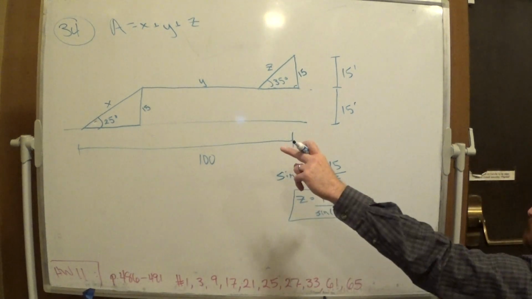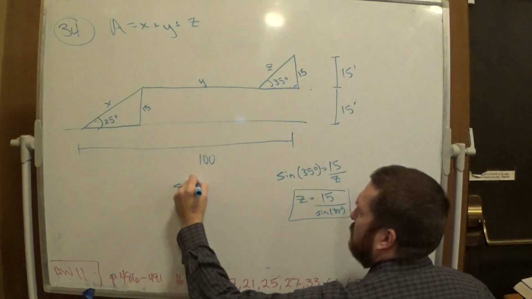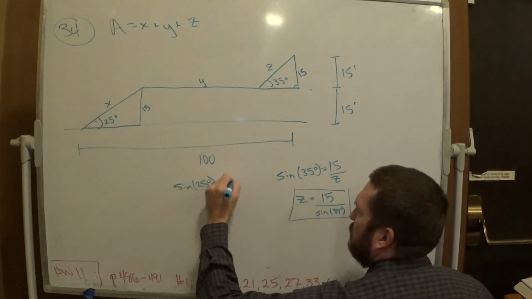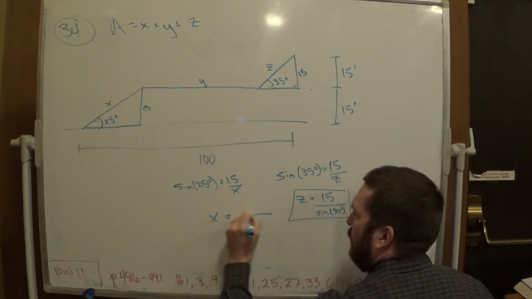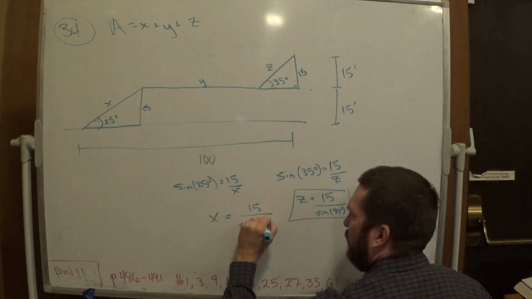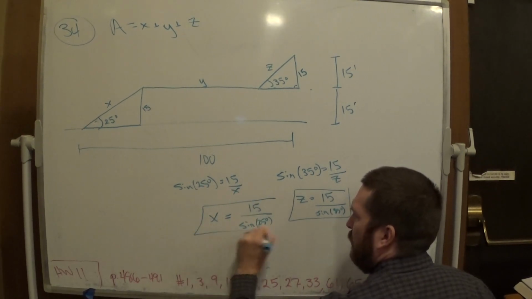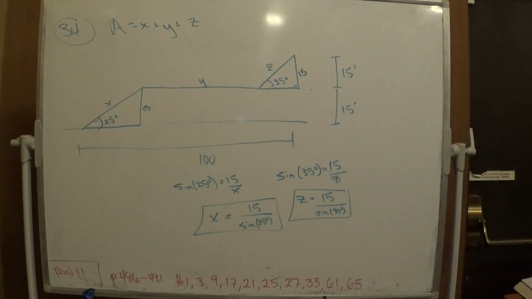How do we get x? Same thing: sine of 25 degrees is 15 over x. And so I'm going to do the switcheroo for sine 25 degrees. There we go, 25 degrees. All right, now here's the hard part, finding y.